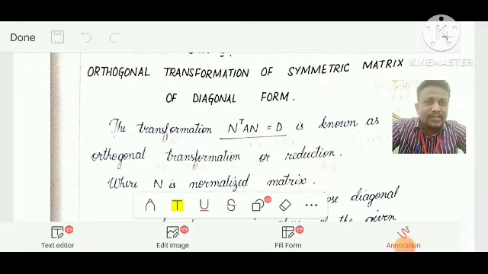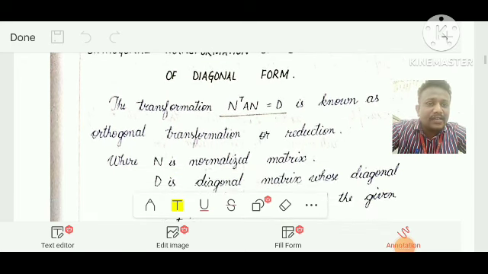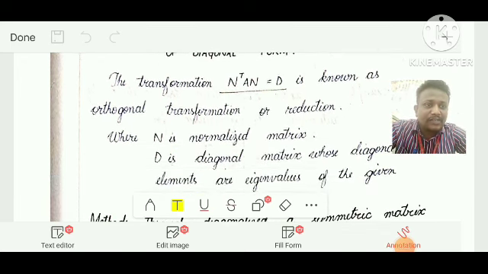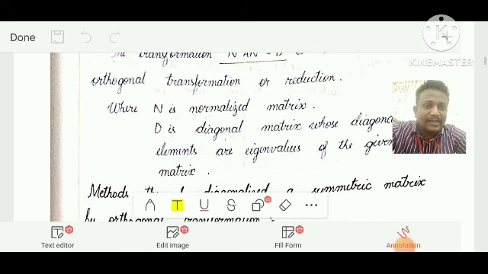Today we are going to see what is orthogonal transformation of a symmetric matrix to diagonal form. Let us discuss this topic. The transformation N transpose A N is equal to D is known as orthogonal transformation or reduction, where N is the normalized matrix, and D is the diagonal matrix whose diagonal elements are the eigenvalues of the given matrix.